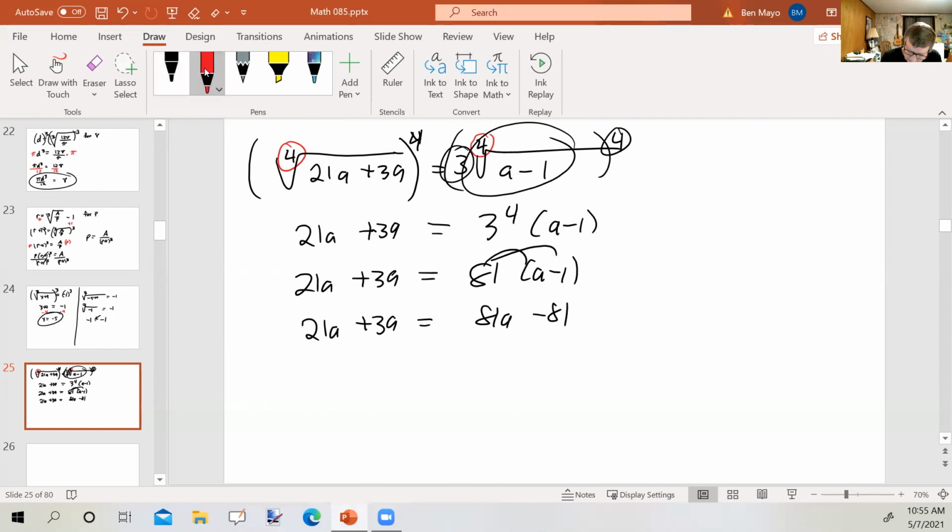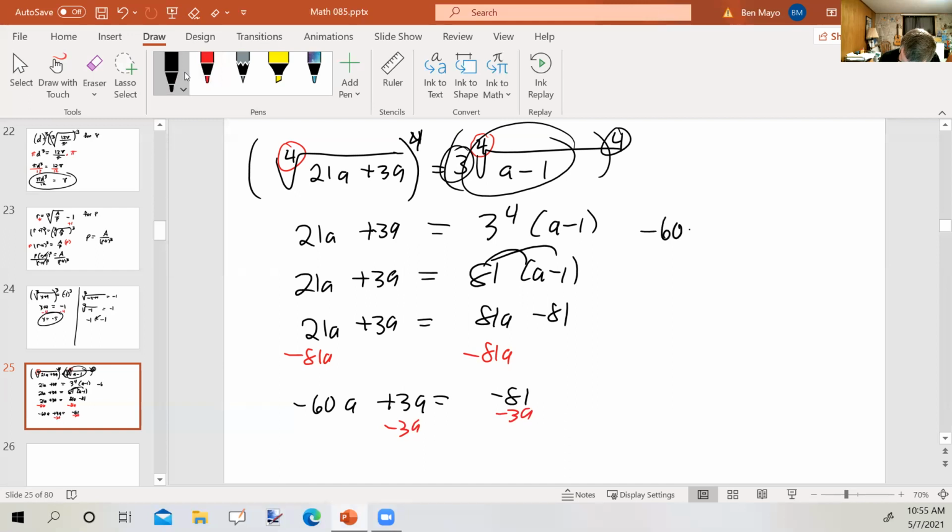I'm going to solve for a on the left side of the equation. So I'm going to subtract 81a from both sides, giving me negative 60a plus 39 equals negative 81. Then I'm going to subtract 39 from both sides. Negative 60a equals, let's see, negative 120. Divide both sides by negative 60, and a equals positive 2.